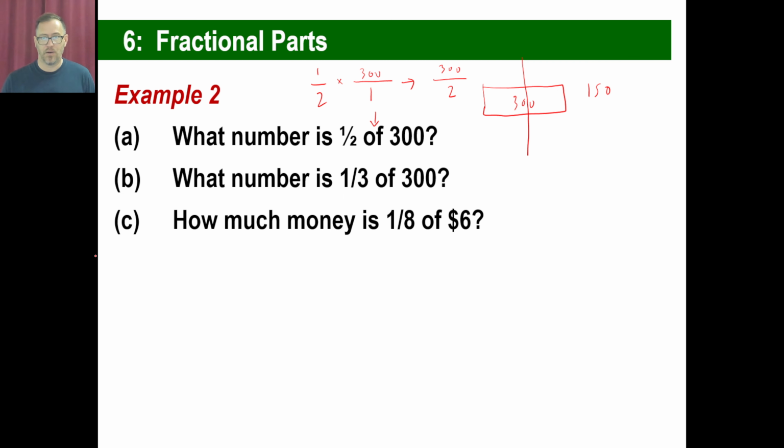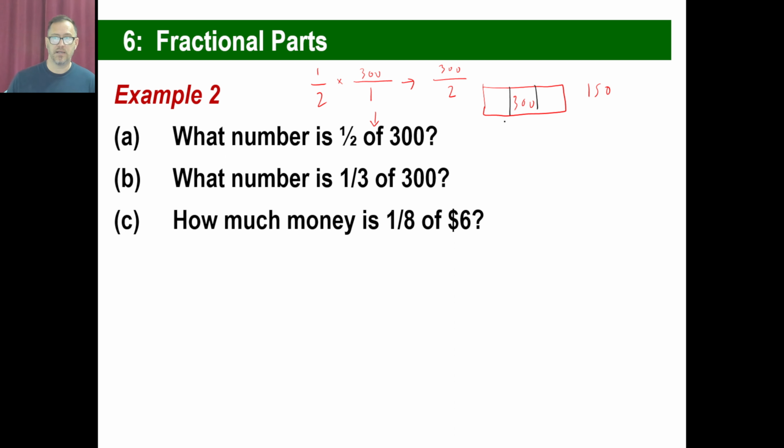Look at the second one. What number is 1/3 of 300? Well, you could just draw a picture, right? Instead of drawing the picture of the 300 and then chopping it in two, I'm just going to chop it into 3. 1/3, right? Of course, 1 part out of the 3 would be 100.